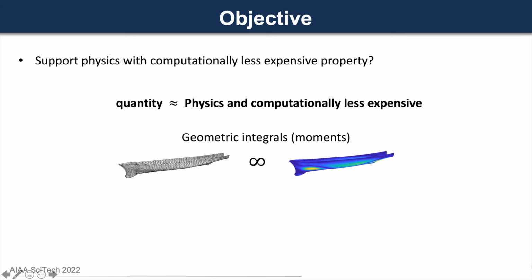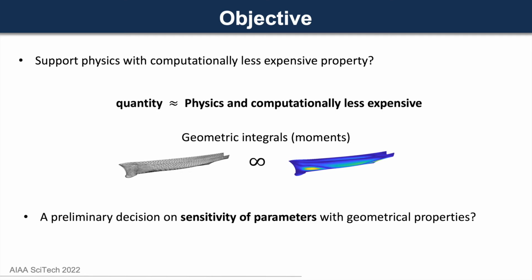We all know that the physics for specific designs acts as a shape signature or a descriptor for that design. It's very closely related to the geometrical integrals, where these integrals are also used to categorize a specific design. So our first thought, or our idea, was: can we use these geometrical properties to make a preliminary decision on the sensitivity of the parameters?